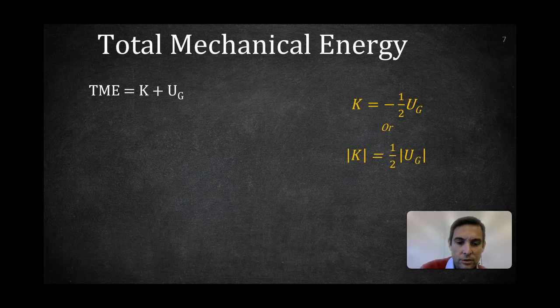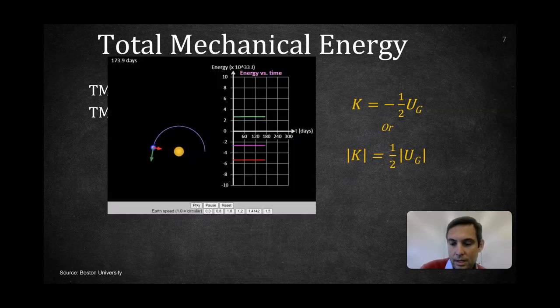So we said the magnitude of kinetic energy equals 1/2 the magnitude of our gravitational potential energy. When we plug that in, realizing that our gravitational potential energy has to be negative, we see that our total mechanical energy equals negative 1/2 our gravitational potential energy.